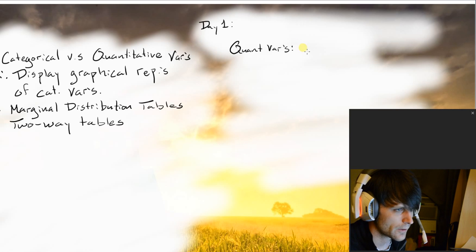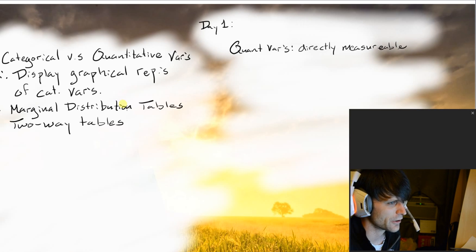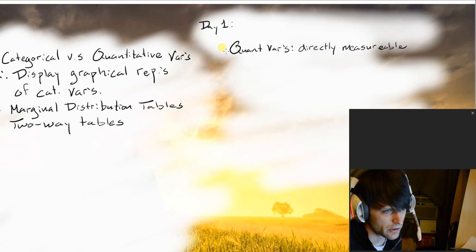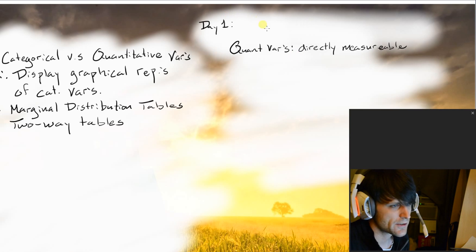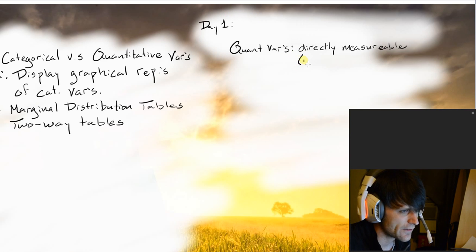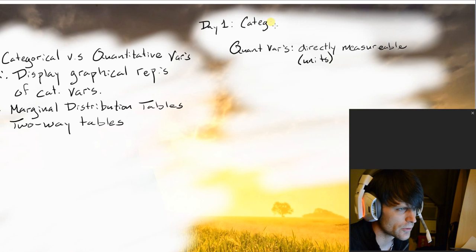So directly measurable. Hopefully I spelled that right. Maybe it's just A-B-L-E. But okay, so quantitative variables are directly measurable. Whereas, and quite frankly, you need to have some sort of units that go along with those. Categorical variables.